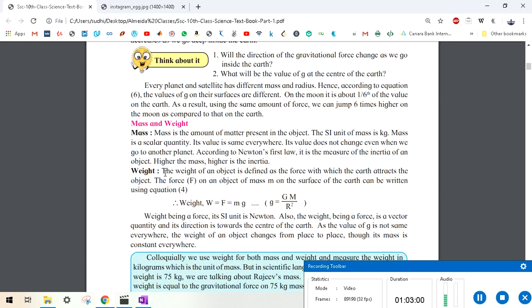Now what about weight? Weight of an object is defined as the force with which the earth attracts the object. The force on an object of mass m on the surface of earth can be written as weight W equals mg, where g equals GM by r square. If you are on earth, you will simply put the value of g as 9.77, but if you are on the moon, the value of g will be a little low, and hence the force exerted on you will be low. If you weigh yourself on the moon, you will feel that your weight is too low, or the weighing machine will give a low value.